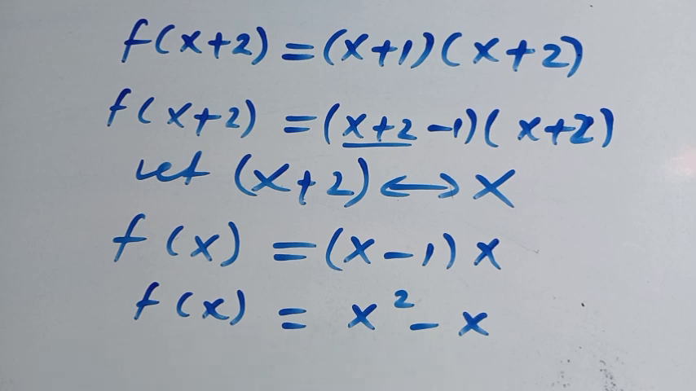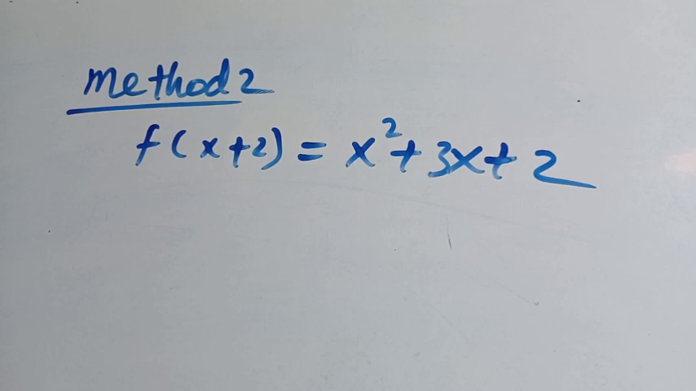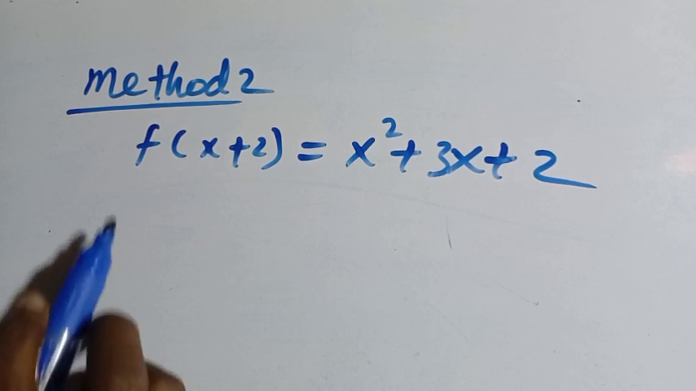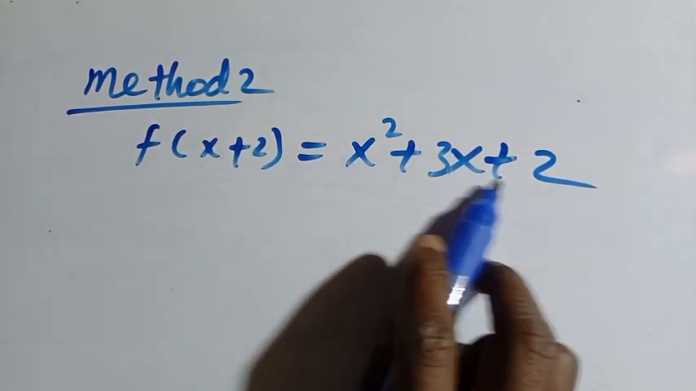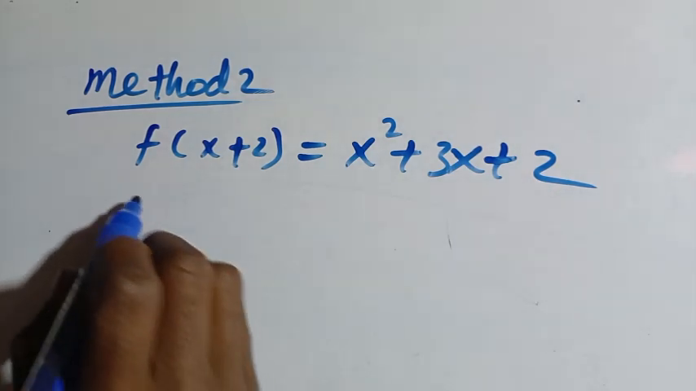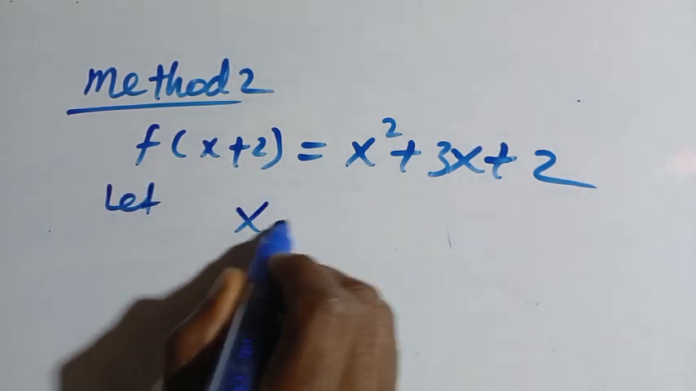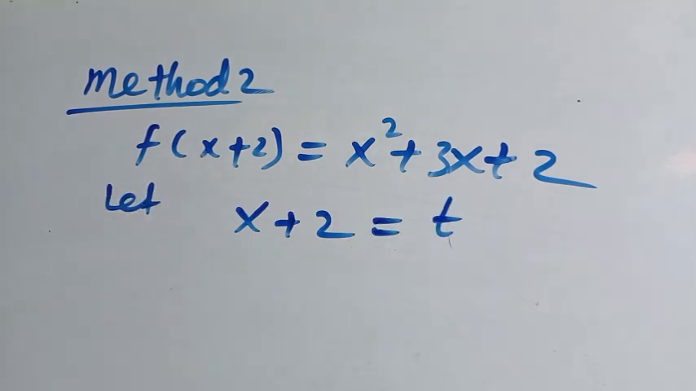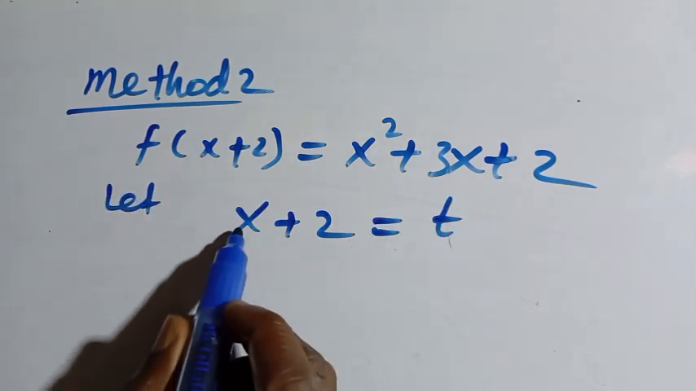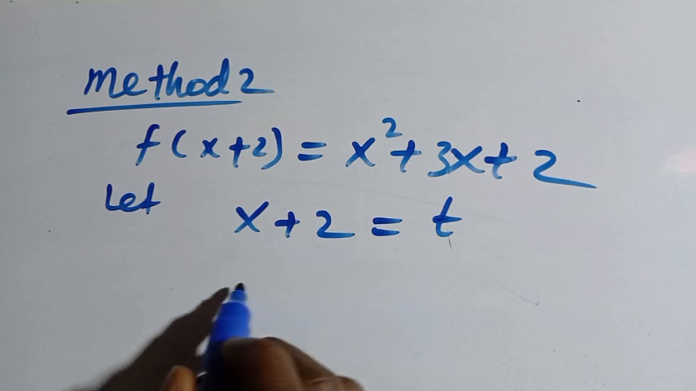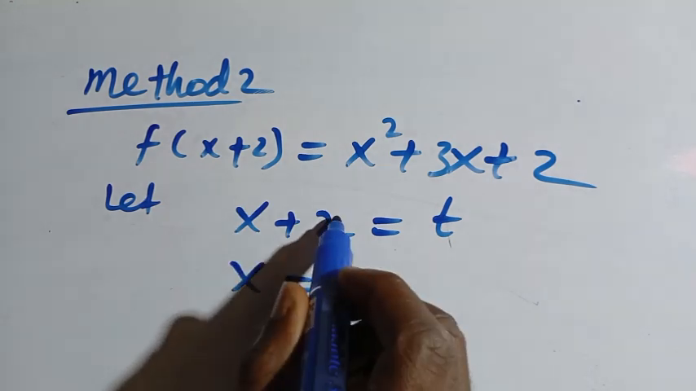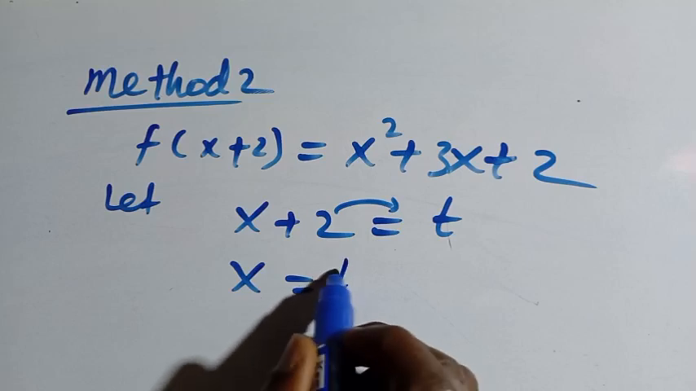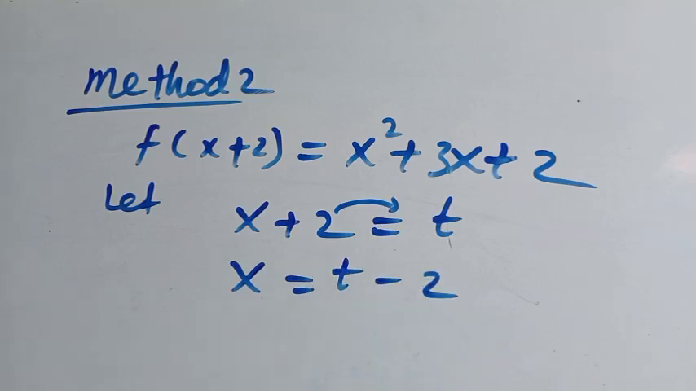And let's see the second method of solving these functional equations. For the second method, we have f of x plus 2 equals x squared plus 3x plus 2. From here, we are going to let x plus 2, which is this domain, be equal to t. Then let's make x the subject of the formula. We have x equals, so we take 2 to this side, and here becomes t minus 2.